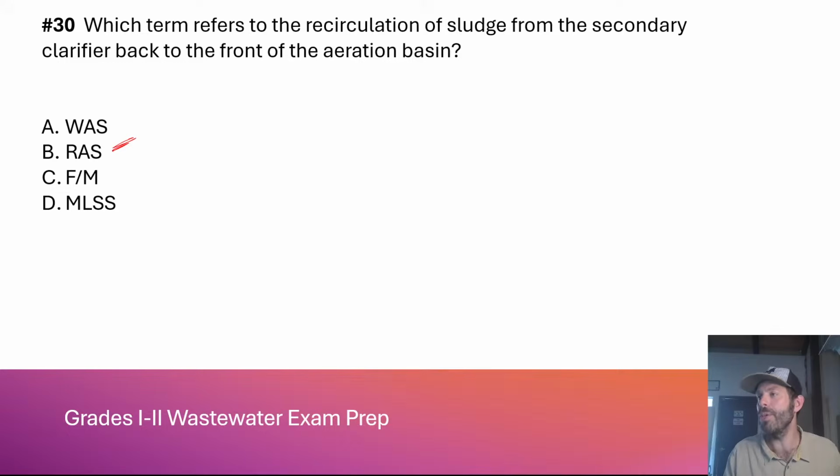So they'll do this too, where they'll put all these abbreviations, because if they ask you what refers to the recirculation and they actually wrote out return activated sludge, it'd be kind of obvious. WAS is waste activated sludge. F to M is food to microorganism ratio. MLSS is mixed liquor suspended solids. So this is a process control measurement. We're going to do that math in a little bit. This is just all the mixture that's in aeration. This is the waste, WAS, and your correct answer is RAS, return activated sludge.